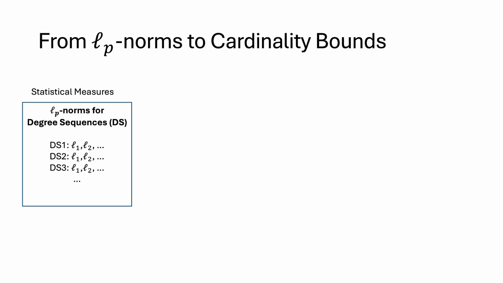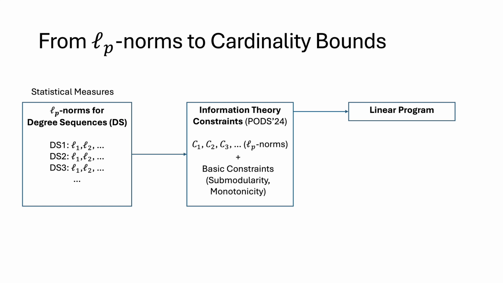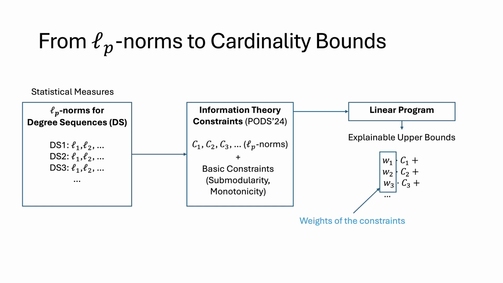We next give the intuition how the Lp norms can be used to estimate the cardinality. We show the pipeline of LpBound. We first compute the Lp norms for the degree sequences of the tables. Then they are transformed into information theory constraints. This is from a PODS 24 paper. Next, these constraints, together with other basic constraints, are fed into a linear program, which is solved to get the upper bound on the join result cardinality. The linear program can determine how much each constraint contributes to the final bound. This can then be translated into an explanation of the cardinality estimate.